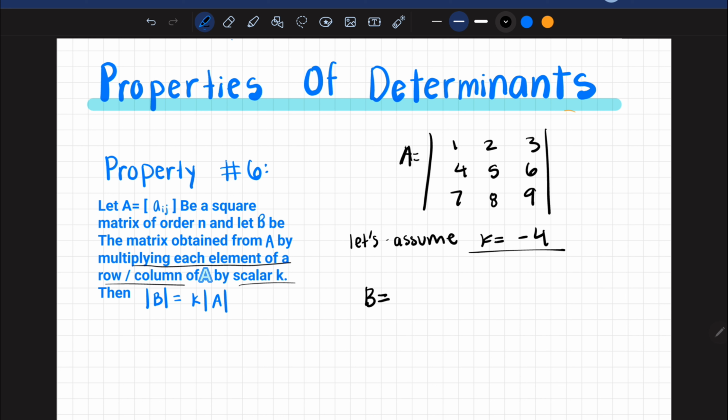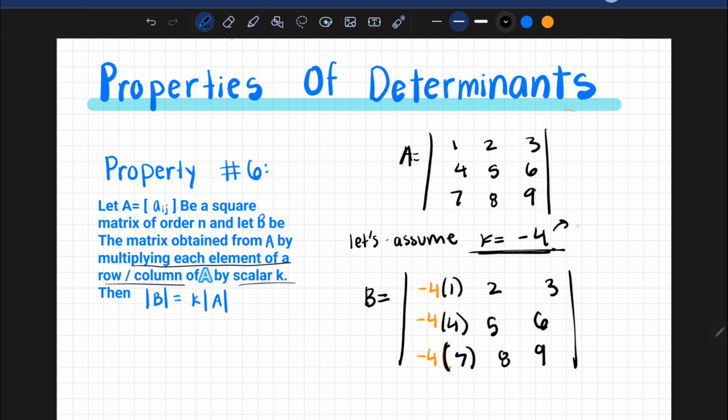Alright, so let us multiply -4 by the first column. So we have -4 times 1, and 2 and 3 stay the same. We have -4 times 4, and 5 and 6 stay the same, and we have -4 times 7, and 8 and 9 stay the same. So we multiplied -4, or k, with the first column.